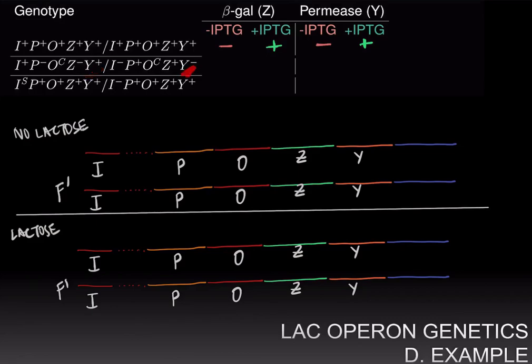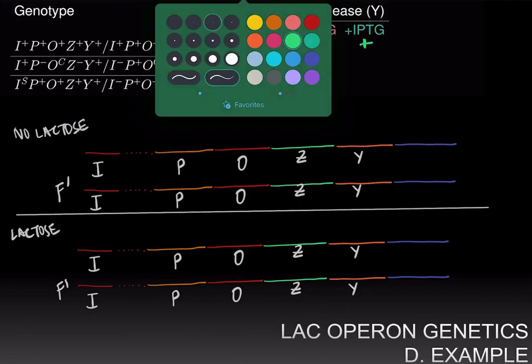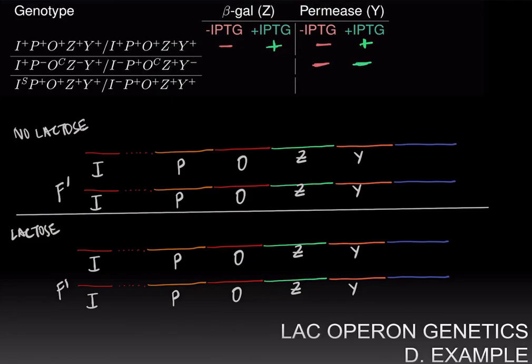The other allele cannot express any permease either because it's Y minus, and therefore we can write for permease minus in both conditions, since the first allele does not express permease due to a mutant promoter. The second allele does not express permease due to a mutant LacY gene.